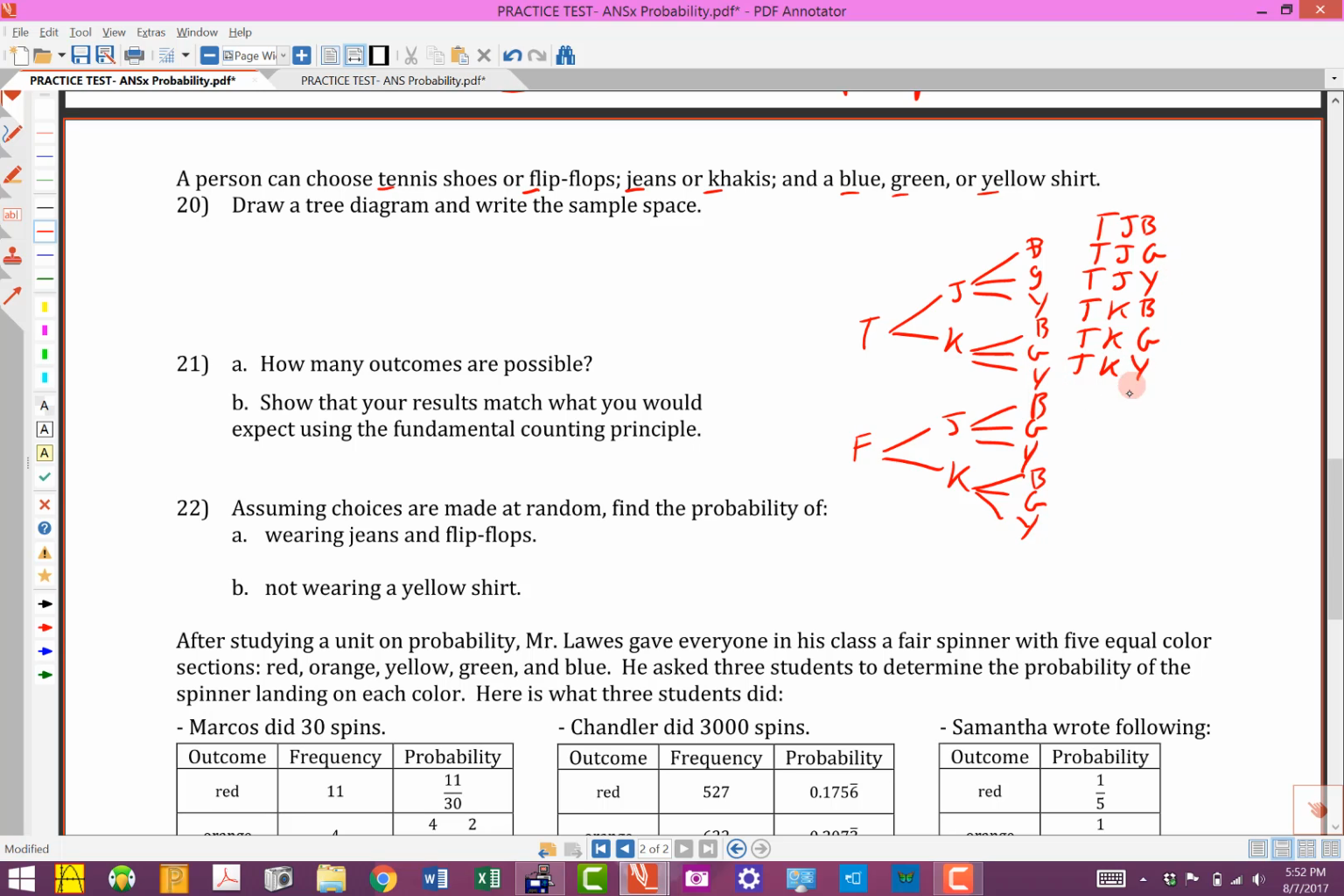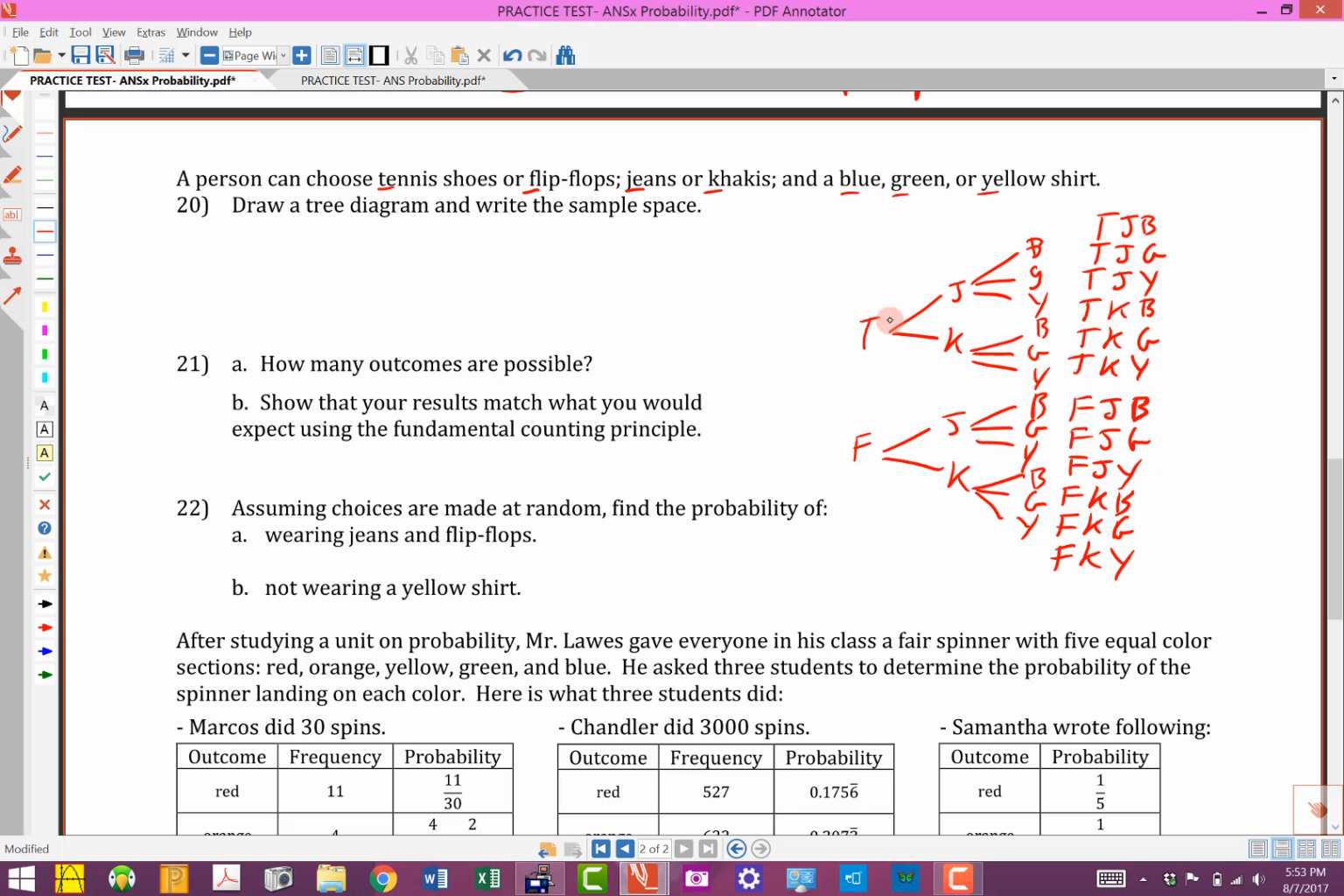And notice that we've got 6 outcomes here. We had the tennis shoes and jeans with the 3 shirts, tennis shoes and khakis with the 3 shirts, and now we're coming down here and we're basically going to do the same thing, except what's going to change is we're going to wear flip-flops. So flip-flops, jeans, blue shirt, flip-flops, jeans, green shirt. Whoops, I need that to look like a B. Flip-flops, jeans, yellow, flip-flops, khaki, blue, flip-flops, khaki, green, and flip-flops, khaki, and yellow.